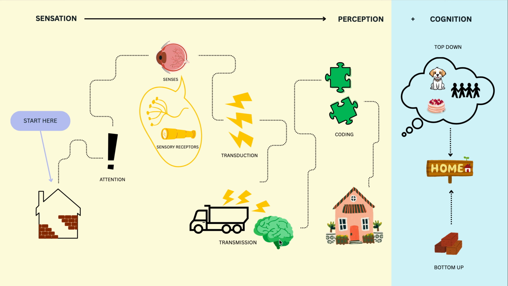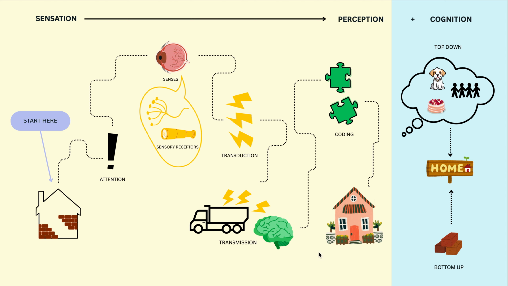Once they've arrived in the brain, they undergo another green process called coding, which helps the brain to make better sense of the information it has received by organizing and labeling it. In our example, this could include things like the color of the bricks, noticing that the overall structure is rectangular with a triangular roof, and looking at the size, like the fact that it has 2 levels. With all of this coded information, the brain then reconstructs the image into a recognizable concept, which is the house, and we've arrived at perception.